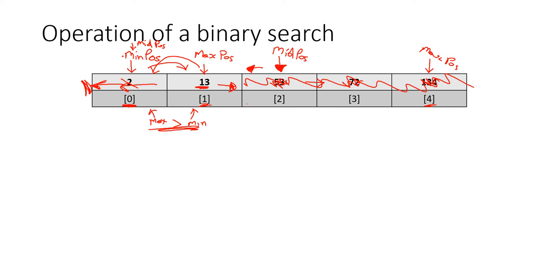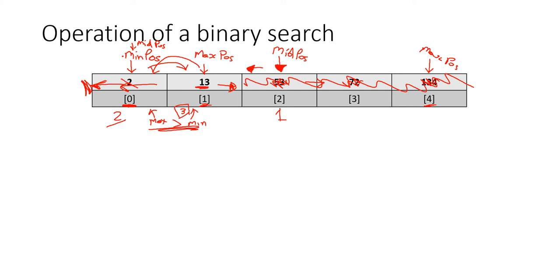And how many comparisons did that take us? Well, that was comparison number 1, that was comparison number 2, and that was comparison number 3. And that would be to determine that the data item we're looking for is not in this data structure.